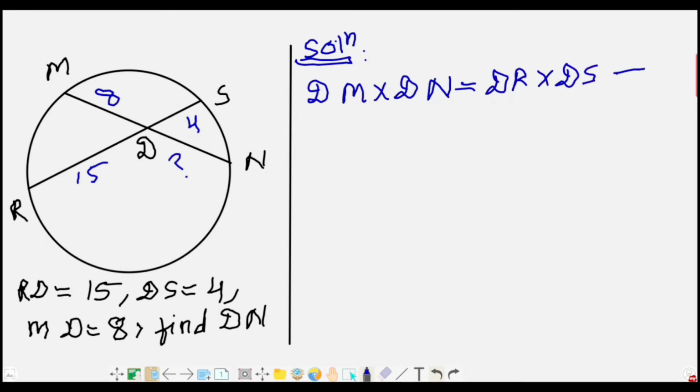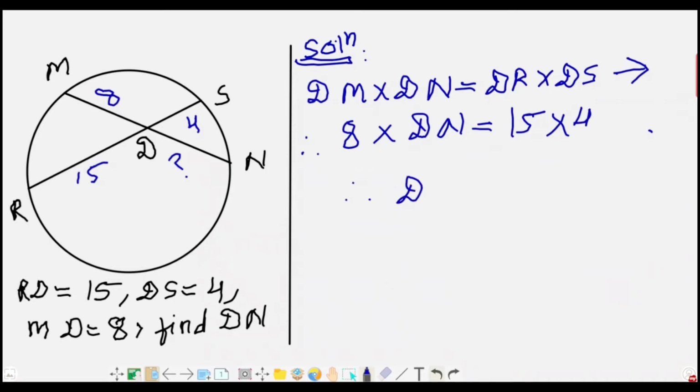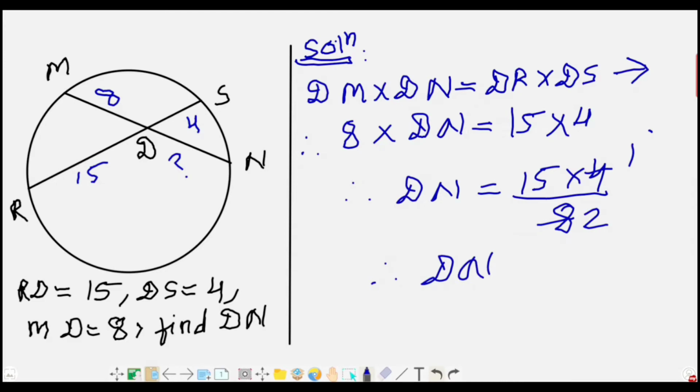What reason will you write? Theorem of internal division of chords or secants. Now substitute the values. This is 8. DN is unknown. DR is 15. DS is 4. So your DN will be 15 into 4 divided by 8. 4 ones are 4, 4 twos are 15 by 2. When you convert into decimal, it will be 7.5.